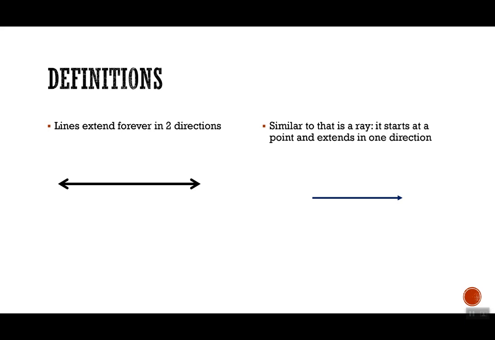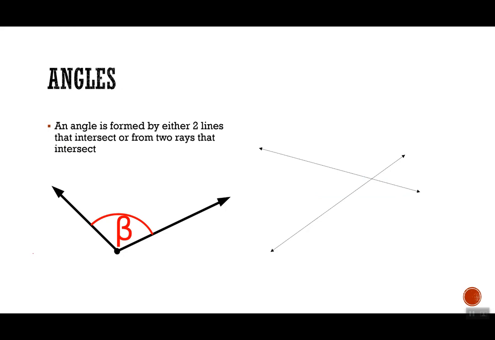Really similar to this is a ray. A ray starts at a point and extends in one direction. So if it has two directions, it's a line. If it has one direction, it's a ray. When I put two rays together, or I intersect two lines, they form angles. You can see this one that I labeled beta, where the two rays came together, I form an angle. And in the line, I have 1, 2, 3, 4 angles formed by the intersection of the two lines.